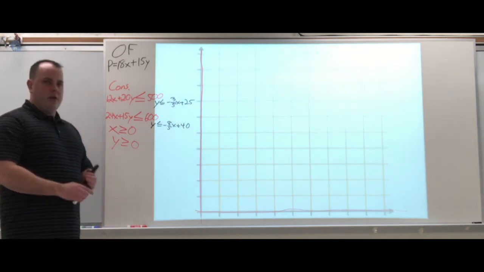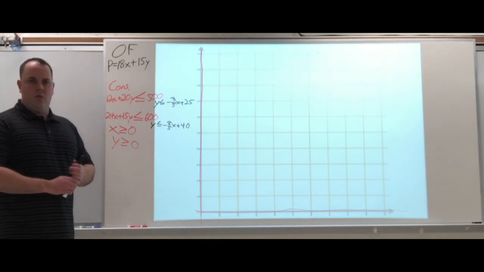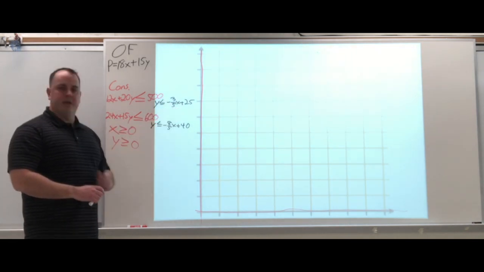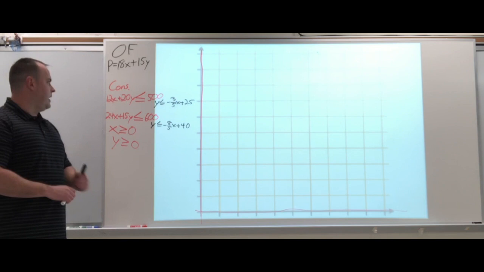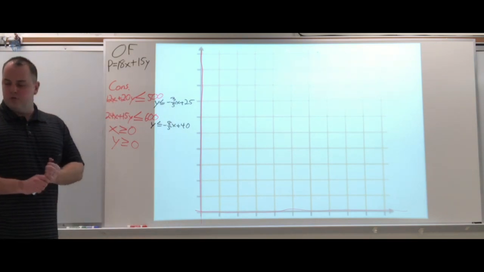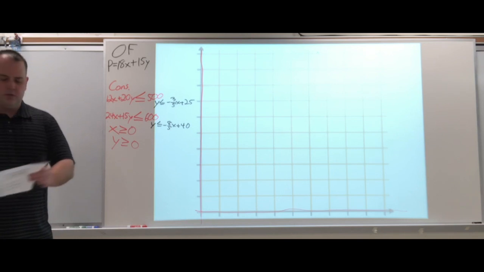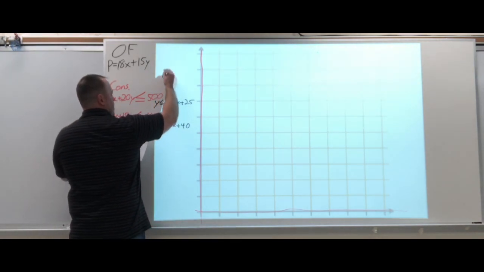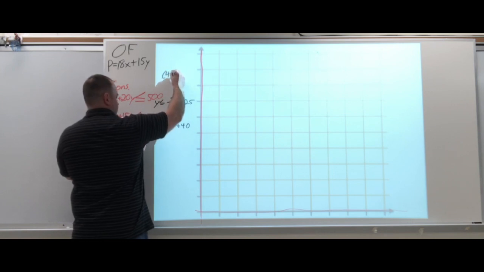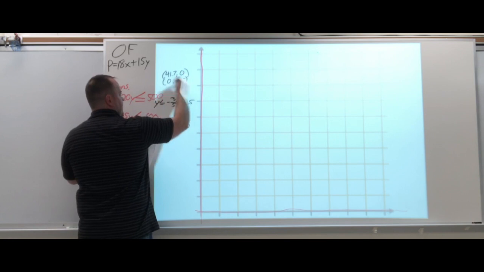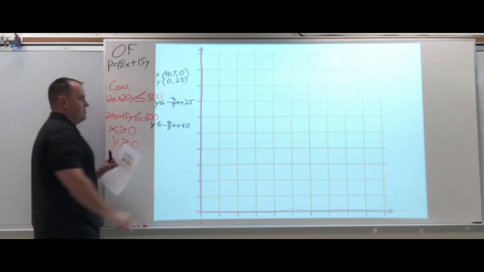Another way to graph these, we could use the x and y intercepts. We have our y-intercepts already, but now we need the x-intercepts. Plug in 0 for y and solve for x and see what you get for those. The x-intercept for this one here would be 41.7, and the y-intercept was 25. There's our x-intercept and our y-intercept.